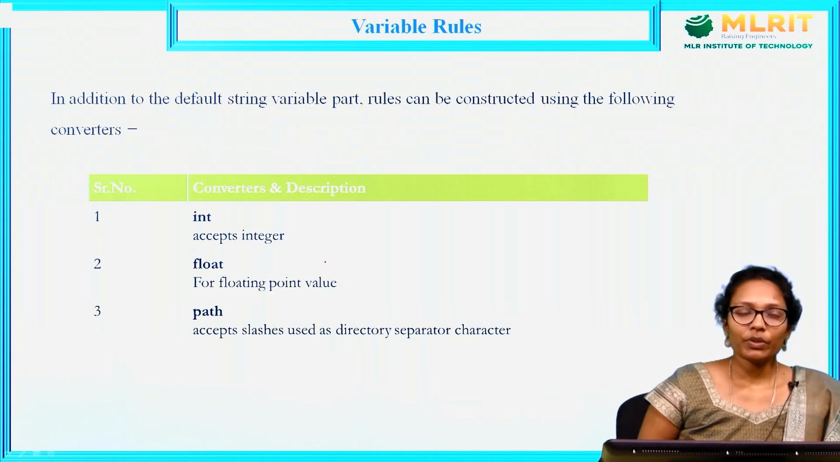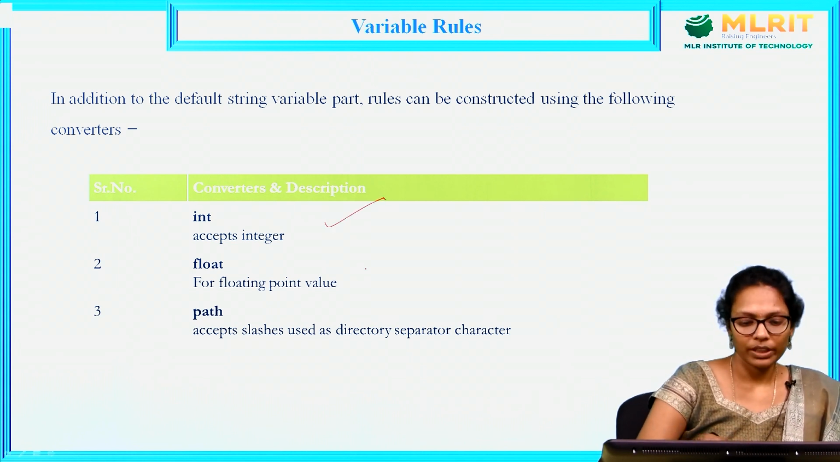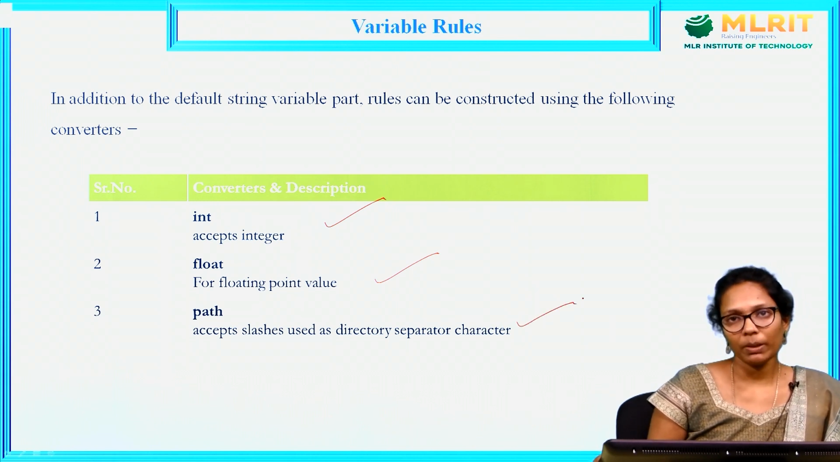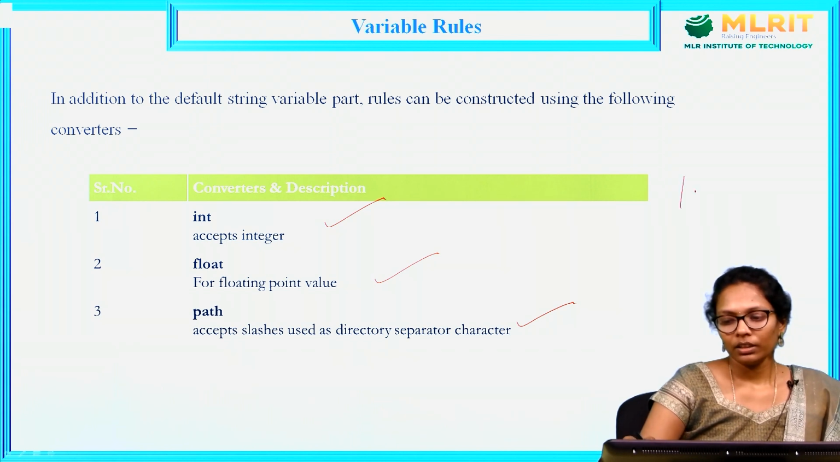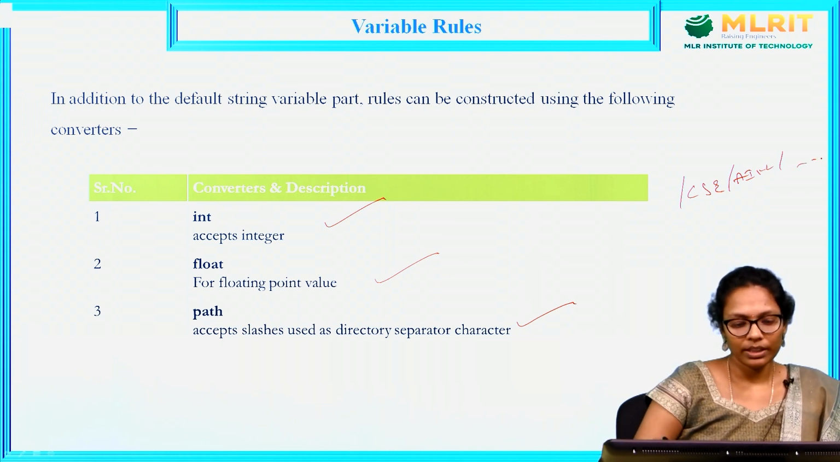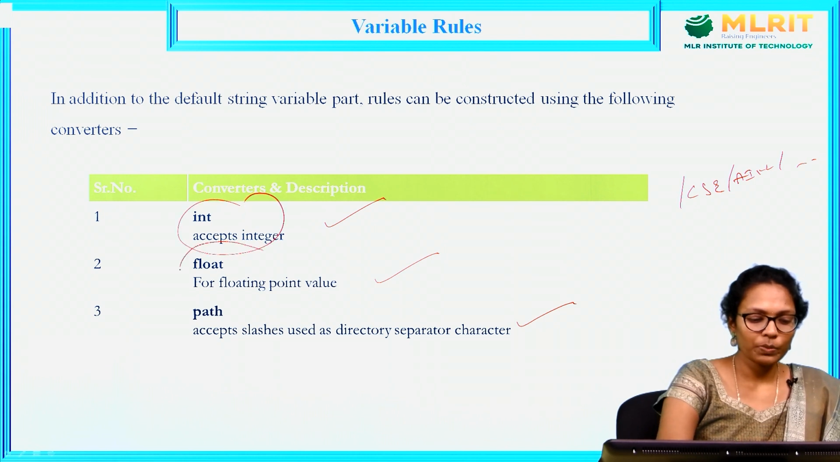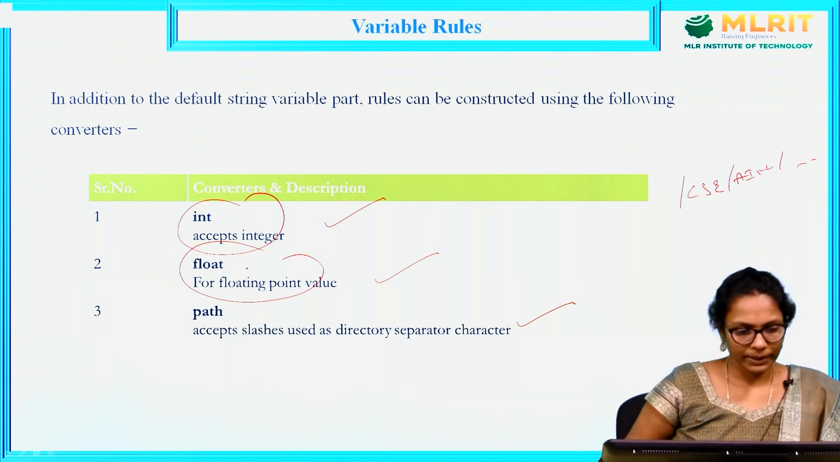Like string, we also have different types of variables: we can pass an integer, we can pass a float value, or we can pass a complete path. Instead of giving variable names, you can give different paths also, like /CSE, and under that /AIML. You can give different paths like that in the third category. Now we will see how to specify integer and float in one example.